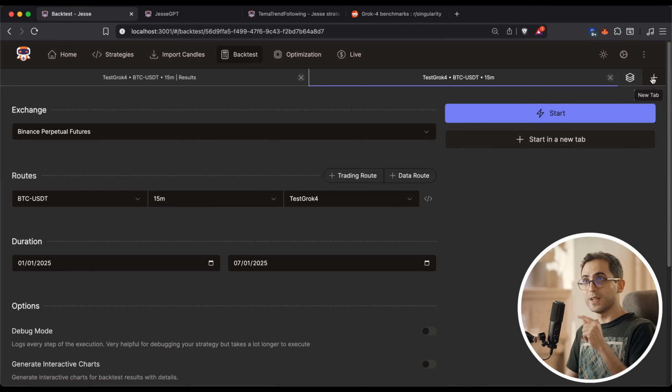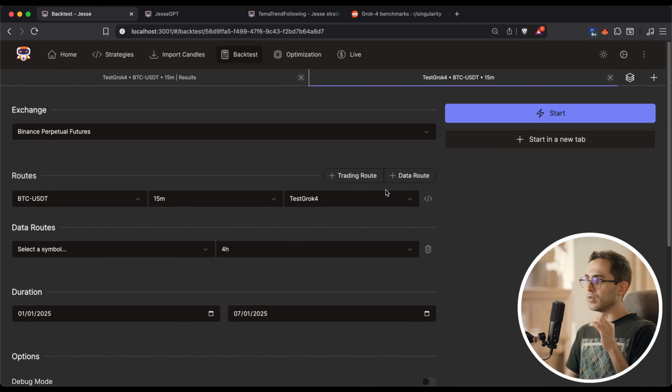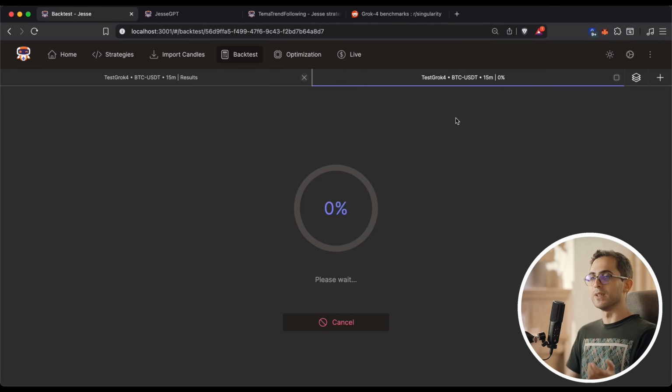But if you are trading a strategy like this in live trading mode, you have to also define the data route for it, which is like this. So the same symbol, except that the time frame is now 4 hours instead of 15 minutes. Now, if I run this one, I shouldn't get any errors.